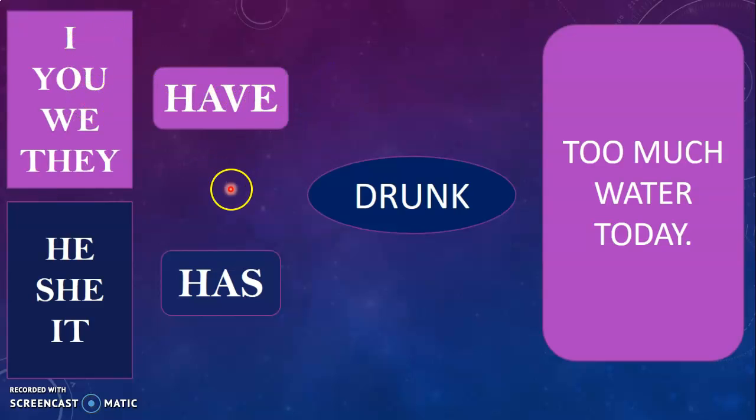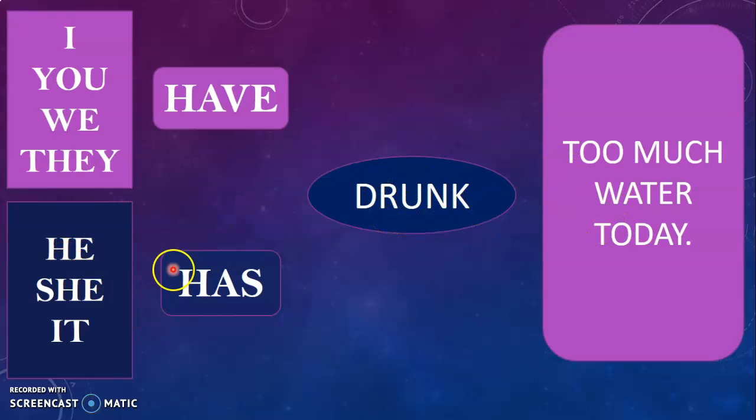Tenemos entonces have y has, que es del verbo haber, y drunk, en este caso, que es el pasado participio de drink, que es beber. So, drunk sería como bebido, ¿recuerdan? So it would be something like, I have drunk too much water today. Yo he bebido mucha agua hoy. Okay? You have drunk. Tú has bebido. We have drunk. They have drunk too much water today.